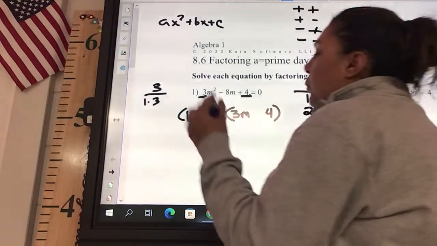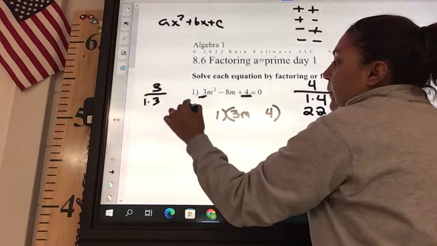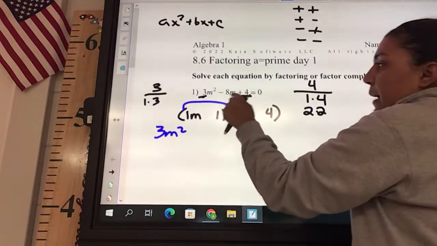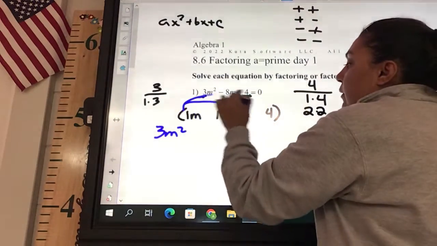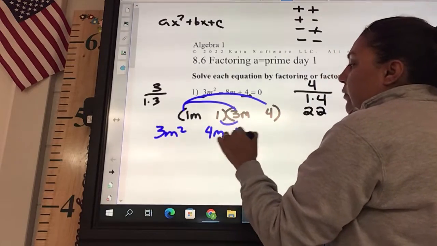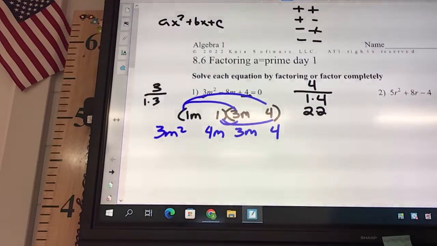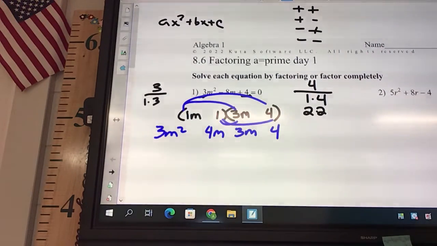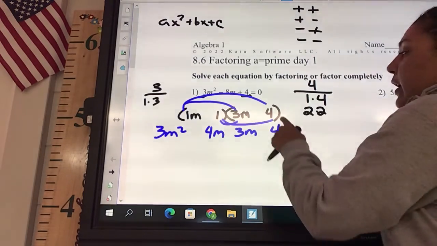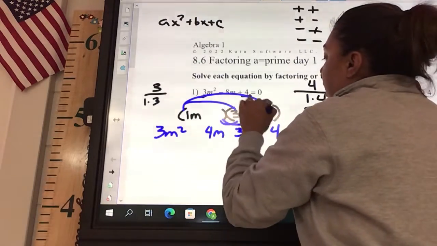Well, what happens when we FOIL this? If you multiply the first, you're going to get 3m squared, and that checks out. We're trying to get back to here. The outer, you're going to get 4m, the inner, 3m, and then the last is a 4. Would a 4 and a 3 ever give me an 8? Well, the answer is going to be no. So 1 and 4 cannot be our thing, and so really, you're going to erase this and try 4, then 1.